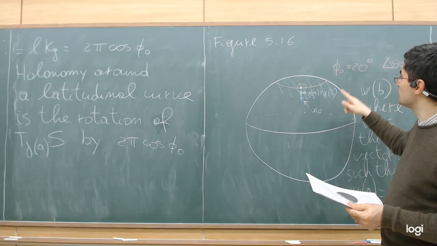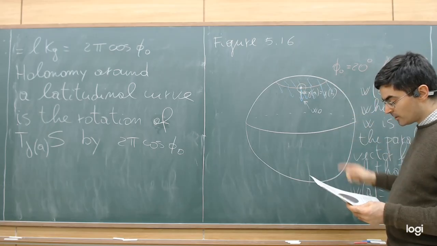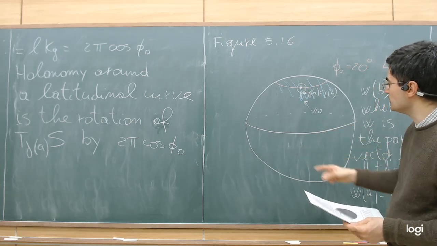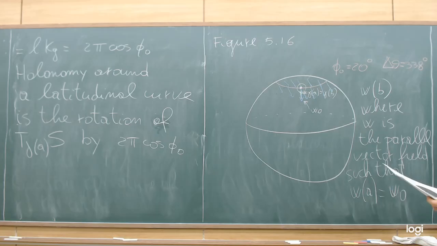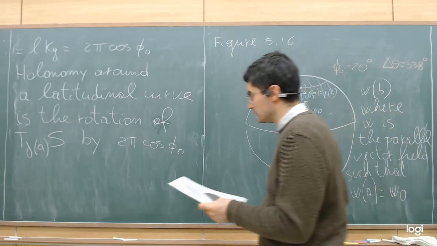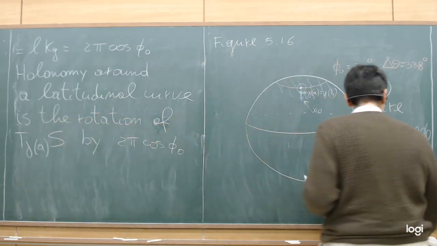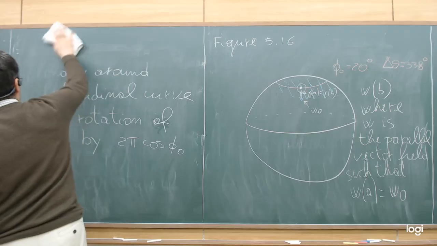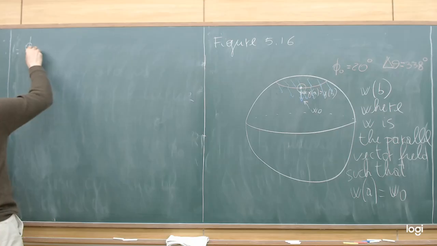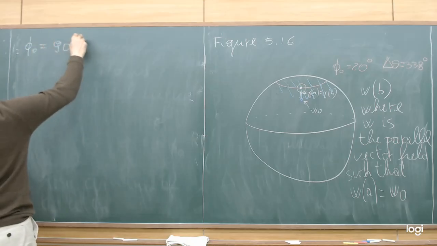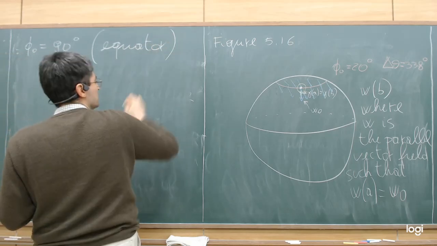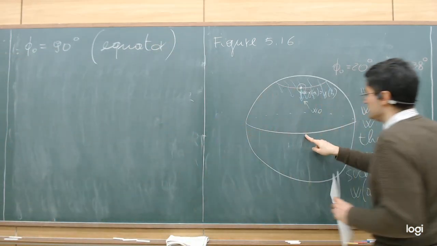You can change the value of phi 0, and you can consider other curves on the sphere S2, and you can try to make a picture. For example, if you take phi 0 equal 90 degrees, this means that you are considering the equator, this curve here.